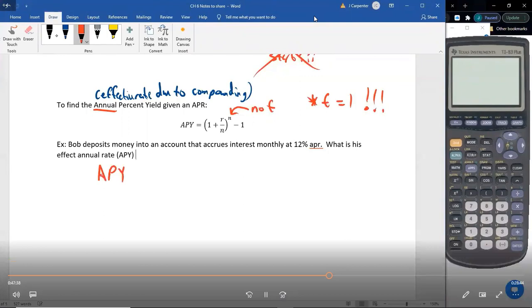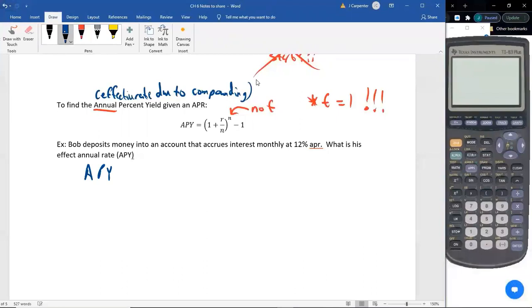So our APY, I should be doing this in blue. Doesn't technically matter, but the r would be 0.12, and we're accruing interest monthly, which says the n is not 1, it's 12. Those are the two numbers we're putting in here. So our APY is going to be parentheses 1 plus 0.12 divided by 12. They don't have to be so symmetric. I just did that because this relates to an example we did at the very beginning of the semester where we were calculating APY in a different way.